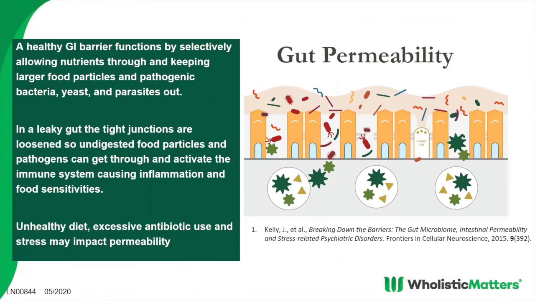So furthering on that subject, when we start looking at something like gut permeability, in a healthy GI barrier, it functions by selectively allowing nutrients through and keeping the larger food particles and pathogenic bacteria, yeast, parasites out of the GI. But in a state of hyperpermeability or leaky gut, the tight junctions are loosened, so undigested food particles and pathogens and things can move through and start to activate the immune system, causing inflammation.